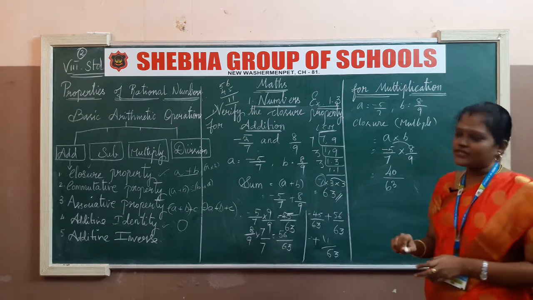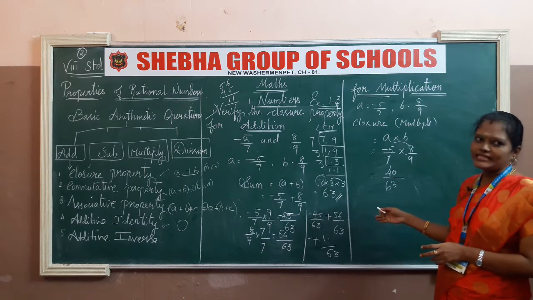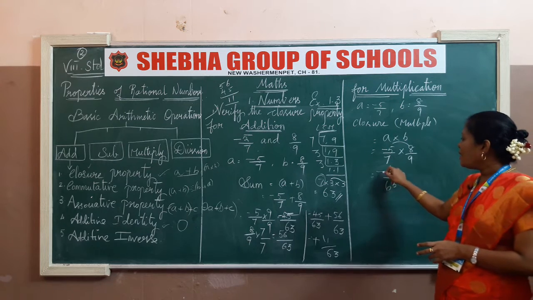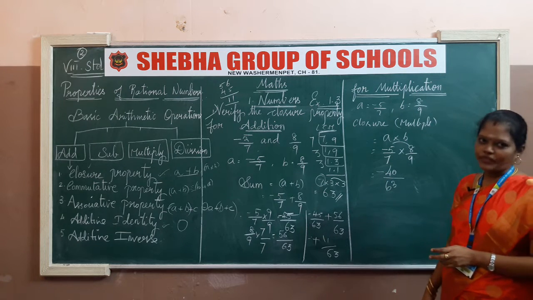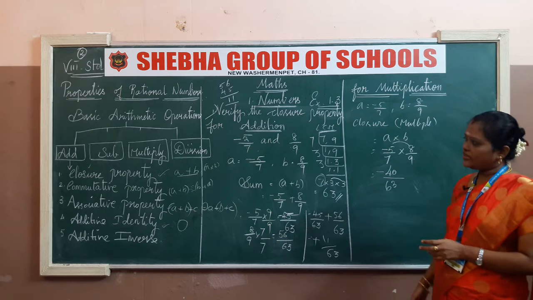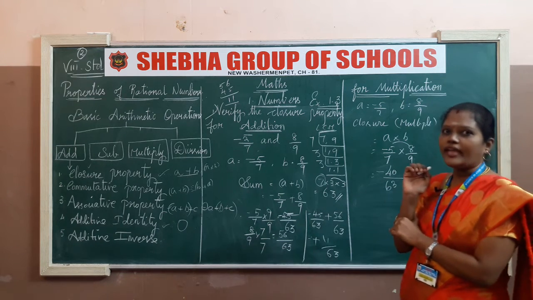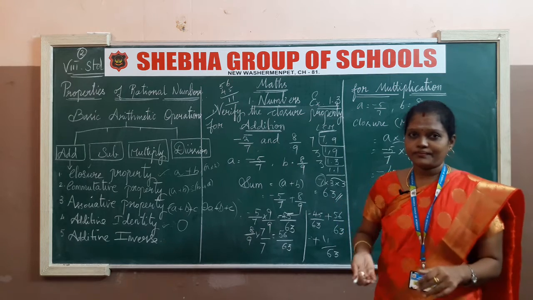Now, check the symbols. Here we have plus into plus, the same plus. Here we have minus into plus. So the answer should be minus 40 by 63. Clear, children? Once you recall the sums, you can copy them down in your textbook or notebook. Okay, shall we go to the next sum?